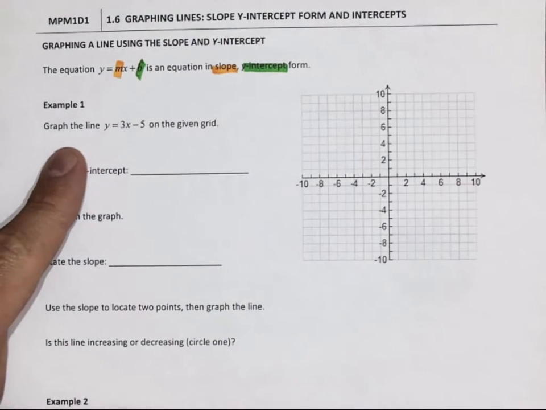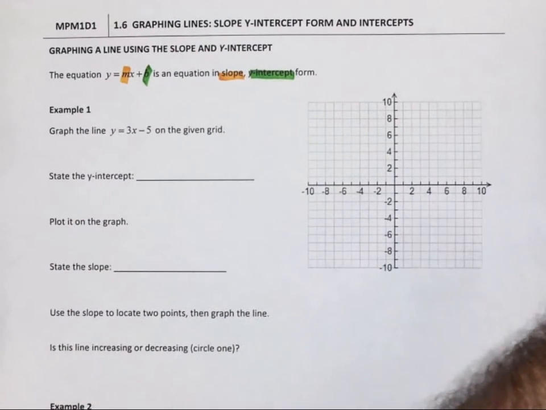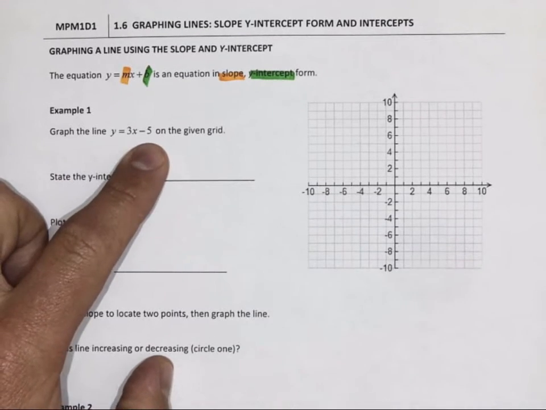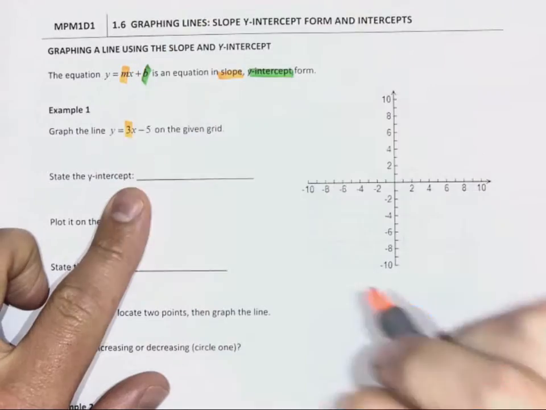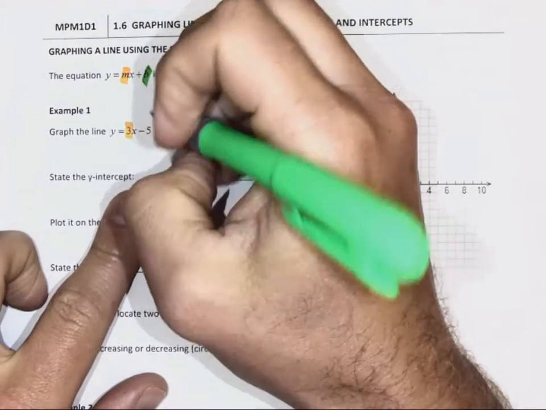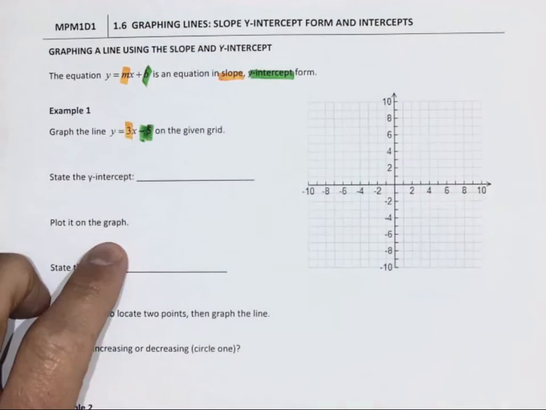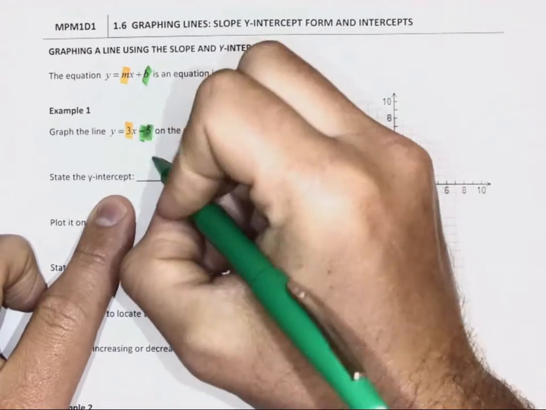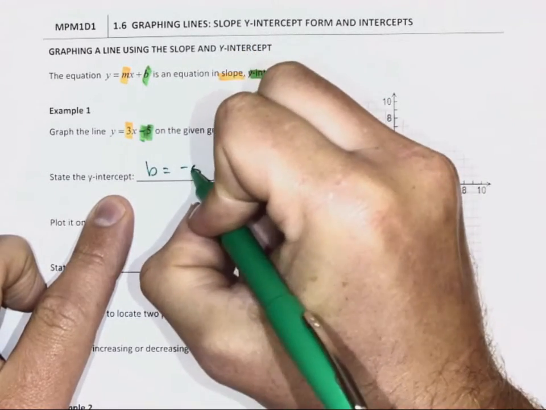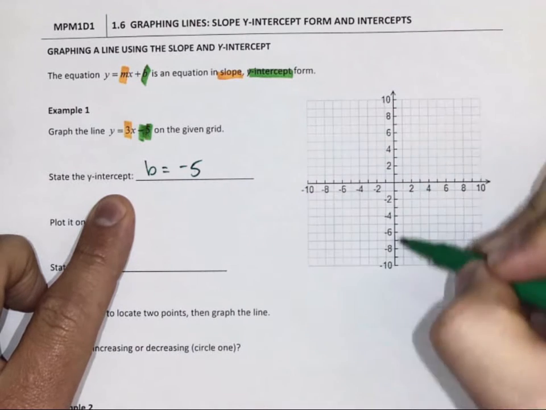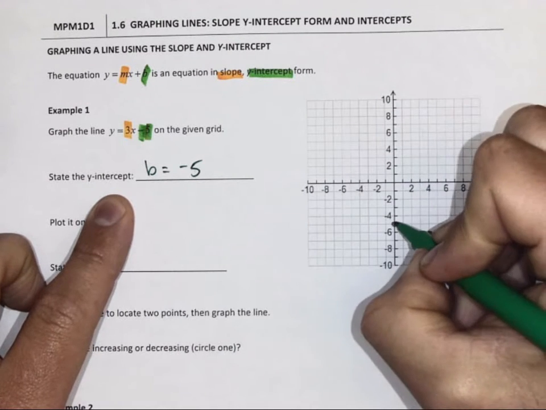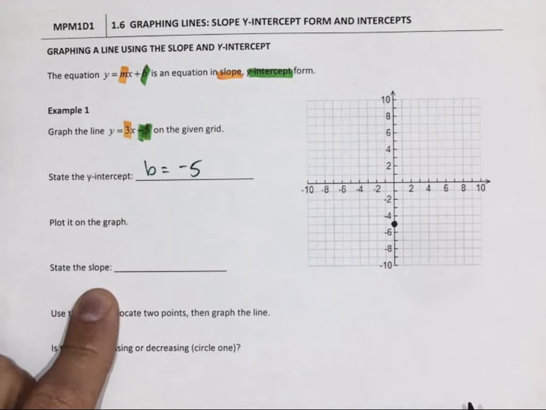So, we're going to use our straight edge graphing tool to graph some lines. Graph the line y equals 3x minus 5. So let's match up what we're given. State the y-intercept. Well, there it is. That y-intercept, b, equals negative 5. So again, the y-axis goes up and down. Negative 5, we put a negative 5 there.